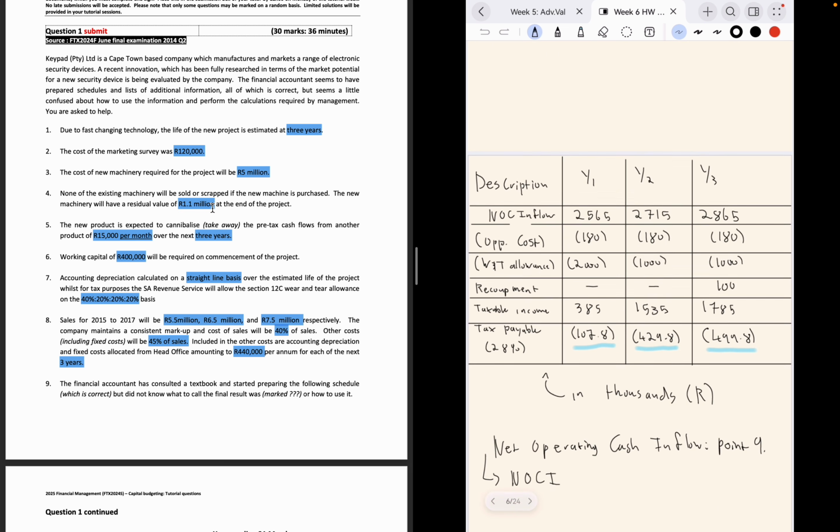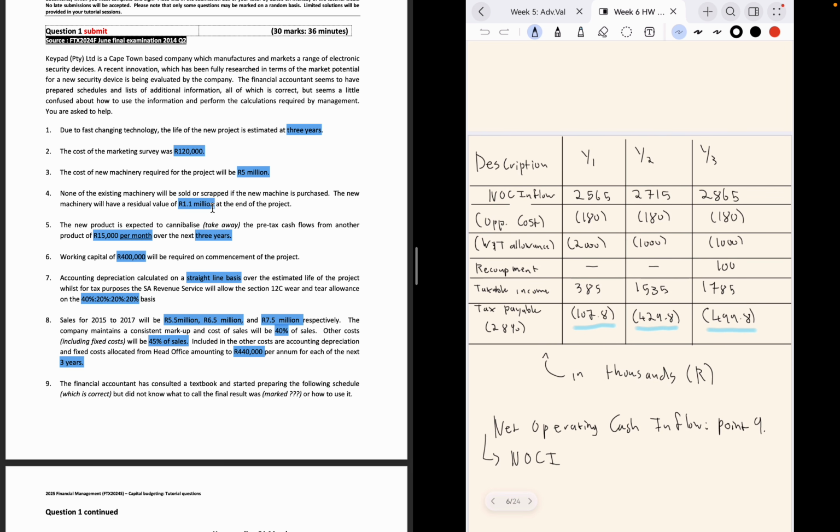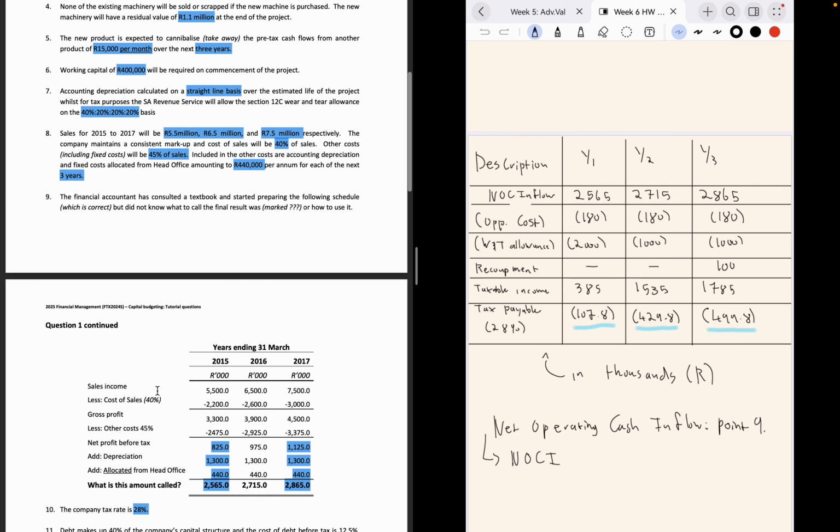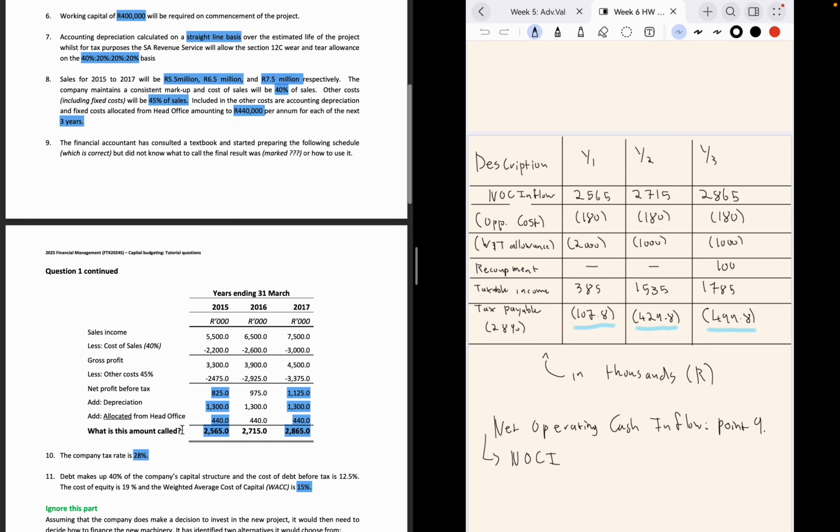So let's move on. What we're going to do now is quickly calculate our tax payable. So you'll see in the description here, I have net operating cash inflow. That comes from 0.9. They give it to us. They ask us what this amount is called. It's called net operating cash inflow. So for year one, 2565. For year two, 2715. For year three, 2865. Our opportunity cost, which they also tell us, is 180,000 rand a year.